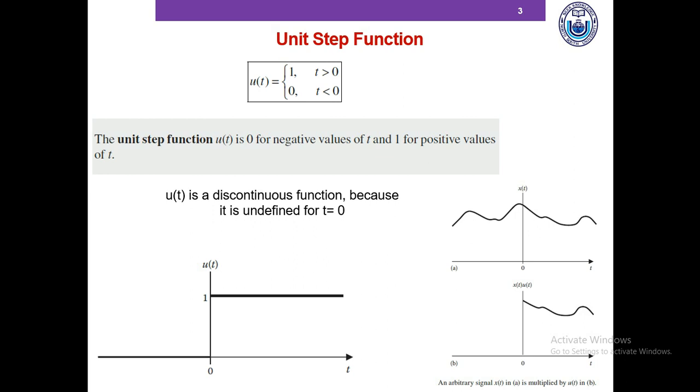The step function or unit step function u of t is defined using this mathematical expression. It's 1 when t is greater than 0, and it's 0 when t is less than 0, and it's undefined at t equals 0. So the unit step function u of t is 0 for negative values of t and 1 for positive values of t.